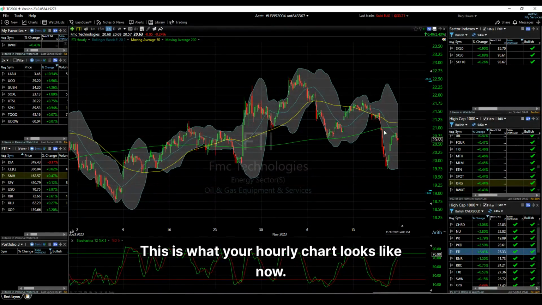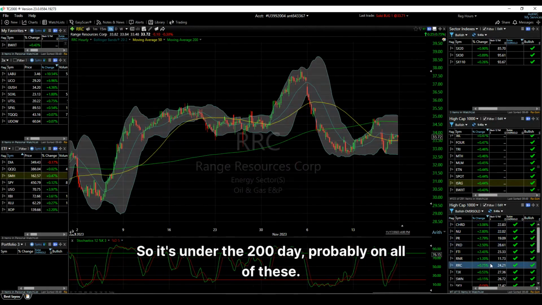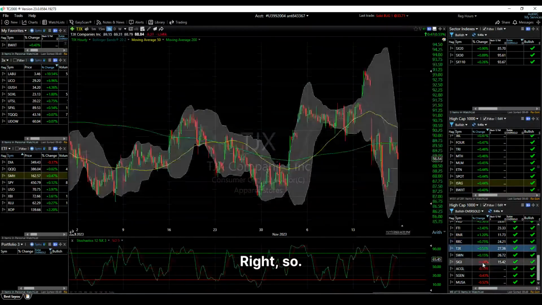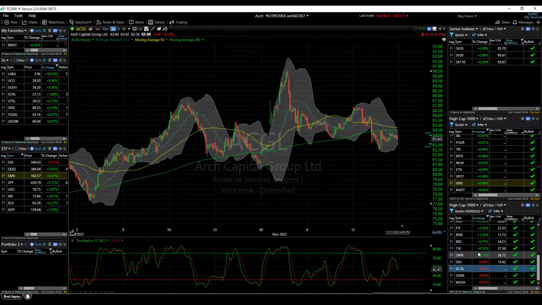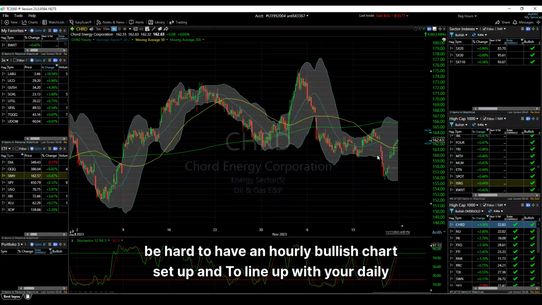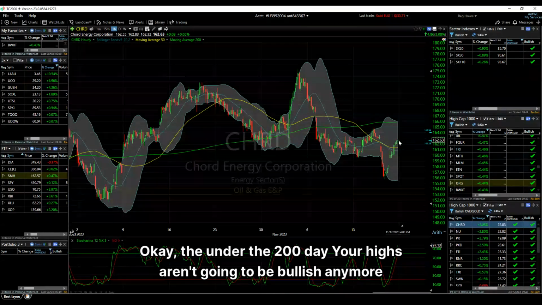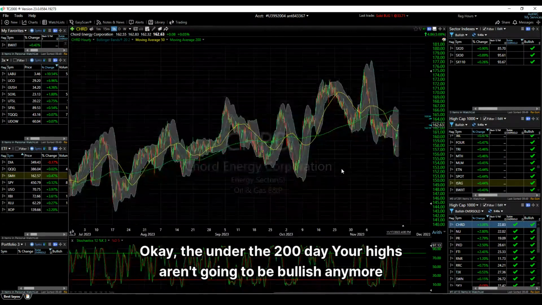This is what your hourly chart looks like now. So it's under the 200-day, probably on all of these, right? And that's probably how they will look when the market is oversold. So it's going to be hard to have an hourly bullish chart setup and to line up with your daily, because by the time the daily is pulled back to oversold, your hourly is going to look like this. Okay, under the 200-day, your highs aren't going to be bullish anymore.